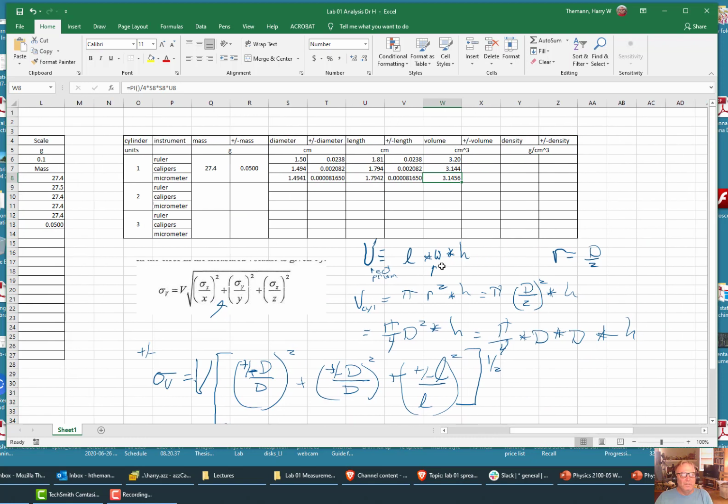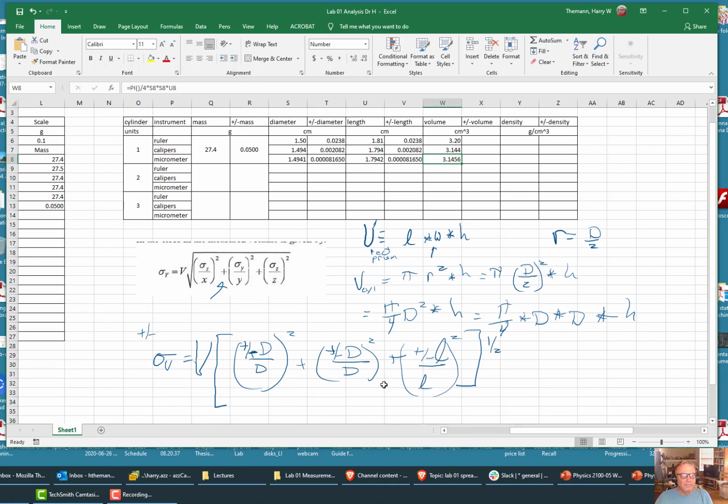So let's do the calculation of the plus minus. And there's our formula down here. It's a little tricky to type this in. We have to pay careful attention. So it equals the volume itself times, now we're going to use a built-in command, square root, sqrt open parentheses. And now we have to create these 3 terms that are inside of here.